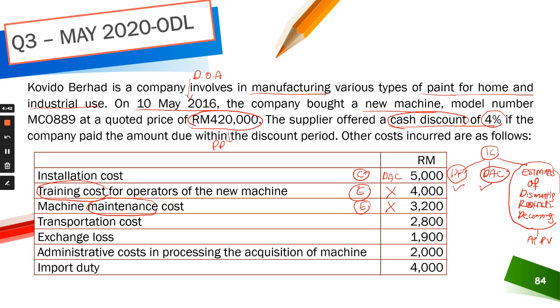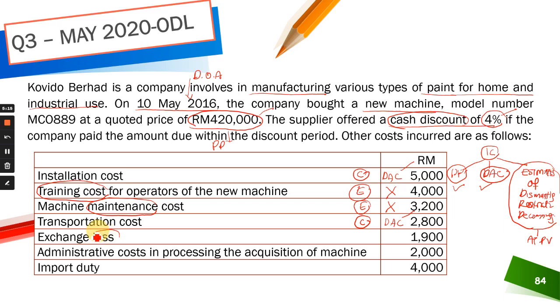So the costs that will be included are these, right? The first one, of course, is the purchase price or quoted price deducted with the discount. Next, transportation costs. Transportation costs are necessary to bring the asset to its intended location. So this is another one that is under directly attributable cost, and it will be capitalized. So we will add the second cost incurred in the table given.